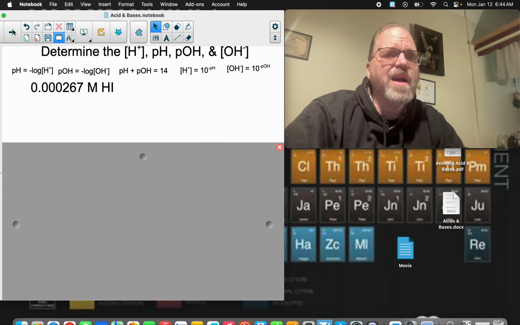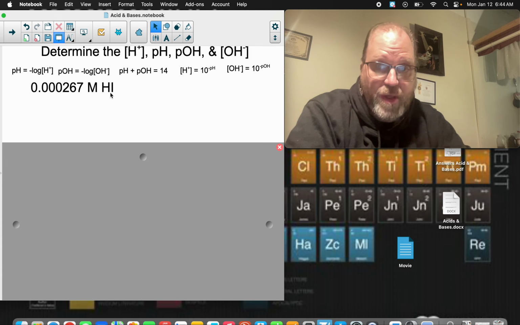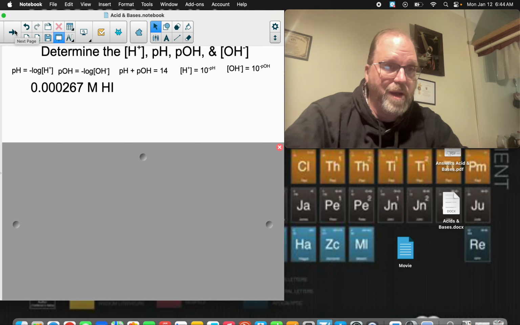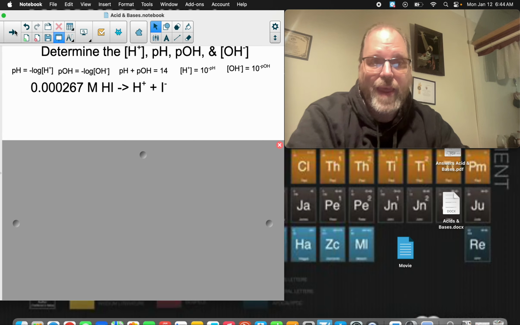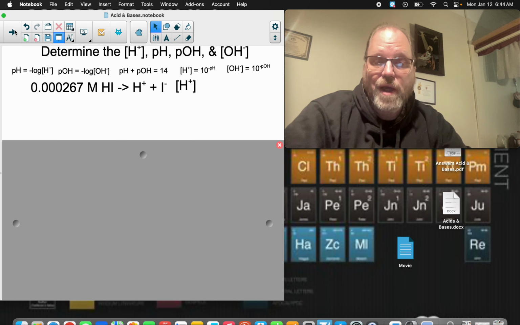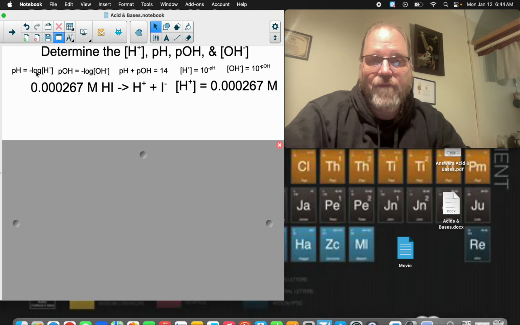Alrighty, so let's take a look at a problem. Now, that would be a strong acid, and when I do these initially, they're always going to be strong, so you don't have to worry about equilibrium here. It's going to go one way. Now, if you look at this, HI and H are 1 to 1, so therefore the hydrogen ion concentration is going to be the same as the concentration of the acid, so the hydrogen ion concentration is going to be 0.000267 molar.